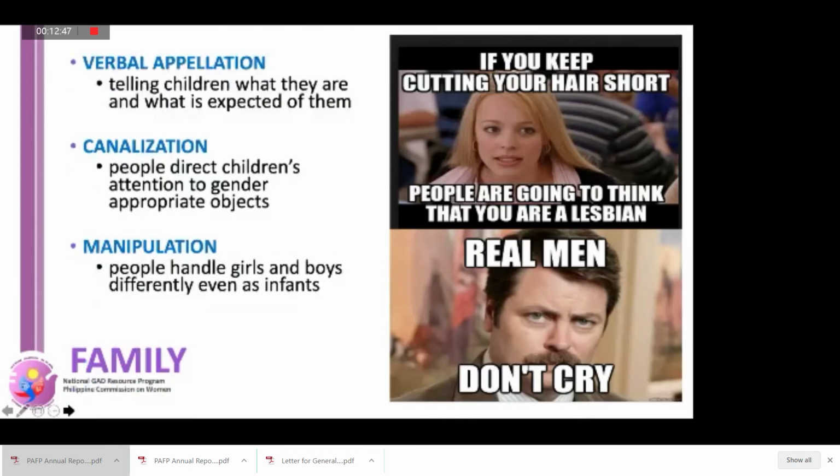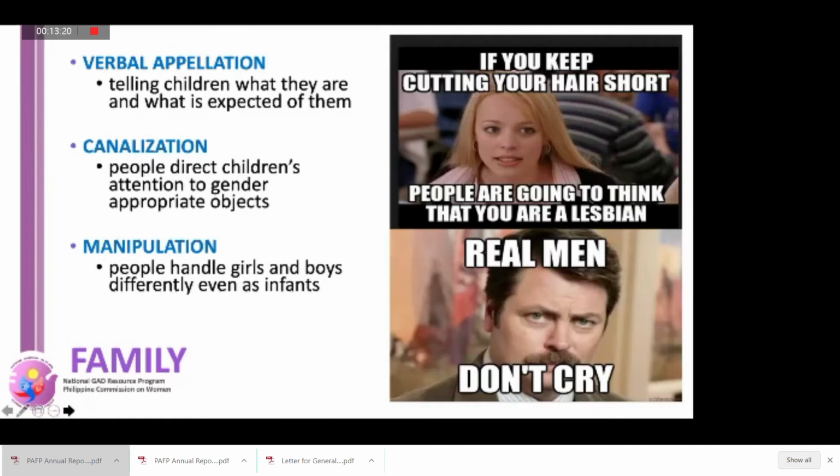But there are three acknowledged kinds of socialization. We talk about families. There's verbal appellation, telling children what they are and what is expected of them. So you're a boy, so you cannot play Barbie. You cannot wear pink clothes, right? You should be strong. You cannot cry because real men don't cry. All right. So if you're a girl, you can't play robots. You cannot play guns, because you're a woman.